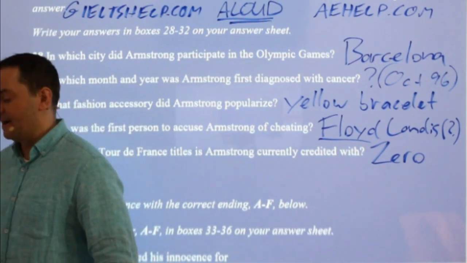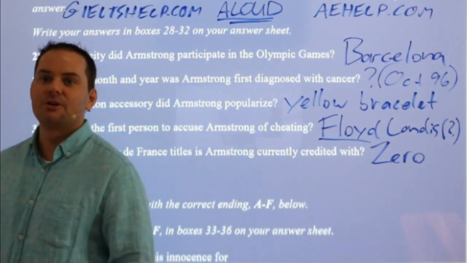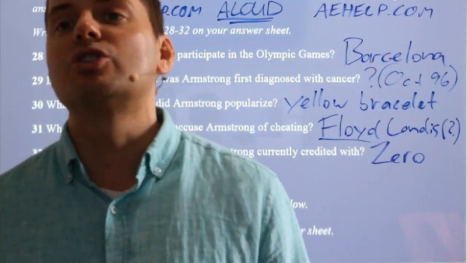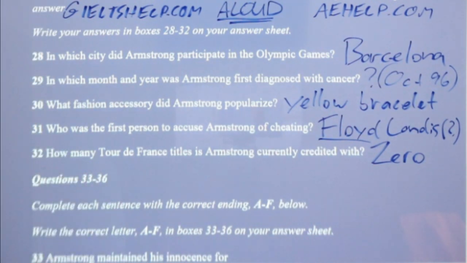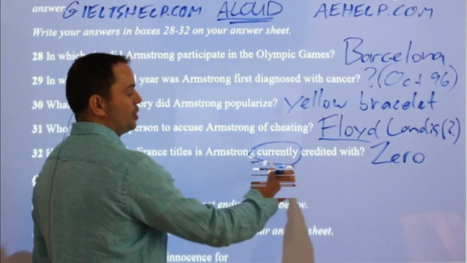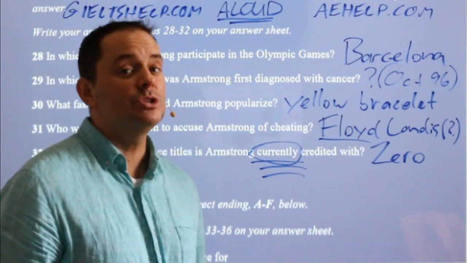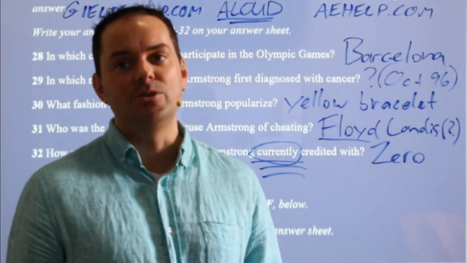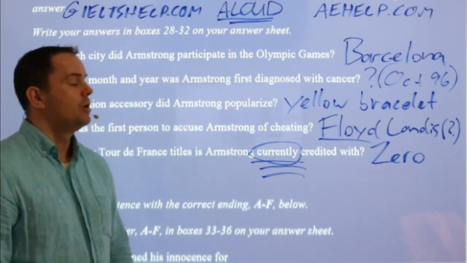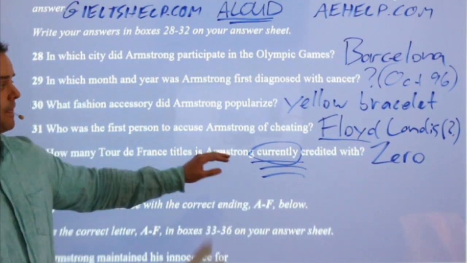Okay. Prashil, I see your answer there. Prashil says because he was ripped off of the titles. He was stripped. He was stripped of his titles. That's right, Prashil. Good for you. You paid attention to that very important word, currently. It means right now, right? He used to have 7, but now he has 0. Students, pay really careful attention to the details, okay?